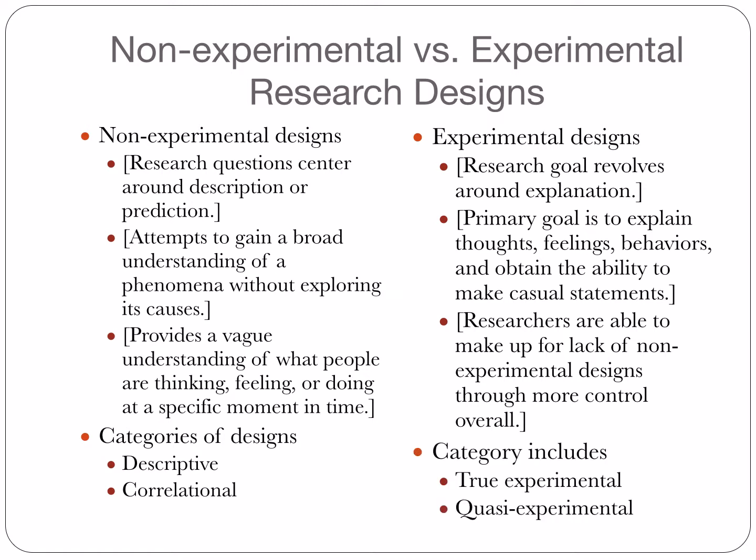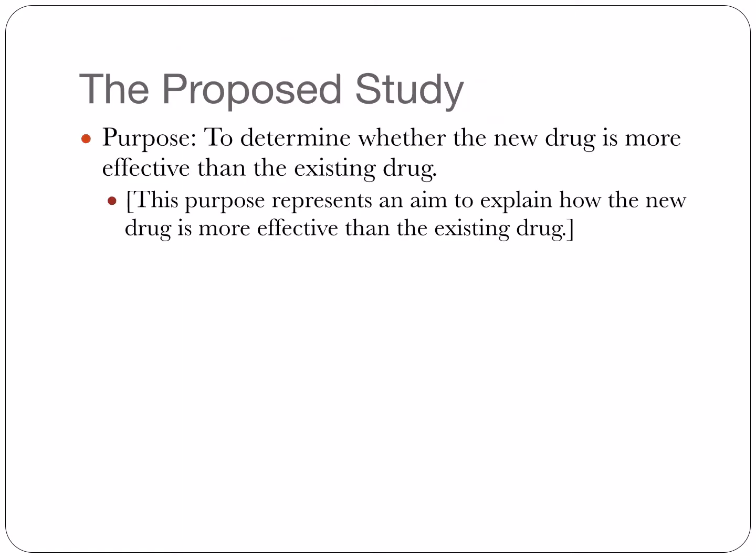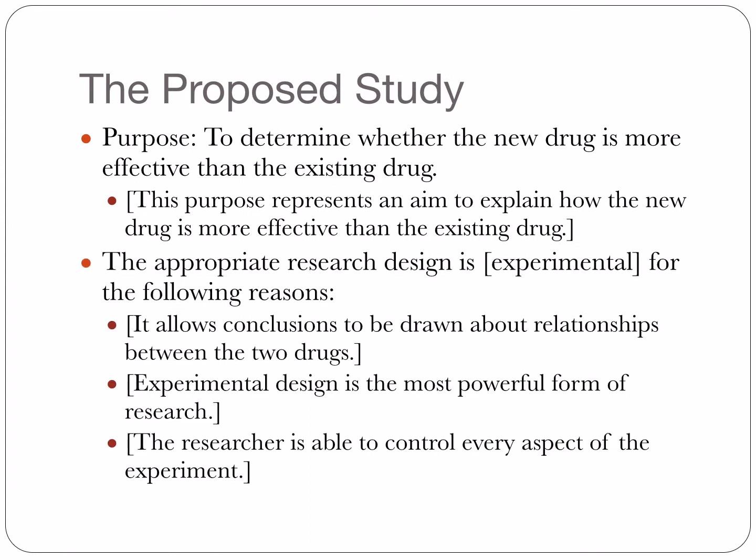However, quasi-experimental design will be used in this instance as we want our participants to feel they are a natural part of operational reporting measurements. The purpose of our study is to determine and explain whether the new drug is more effective than the drug currently in production. Experimental research design is being used because it allows conclusions to be drawn about relationships between the two drugs. It is also the most powerful form of research, as the researcher has the ability to control all variables of the experiment with certainty.